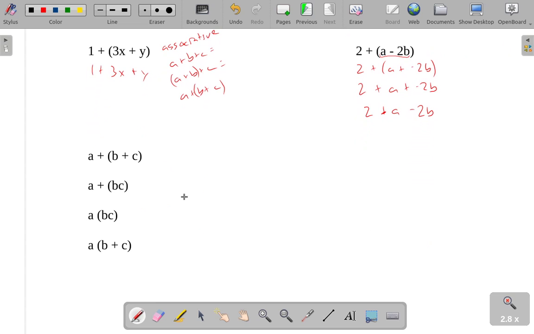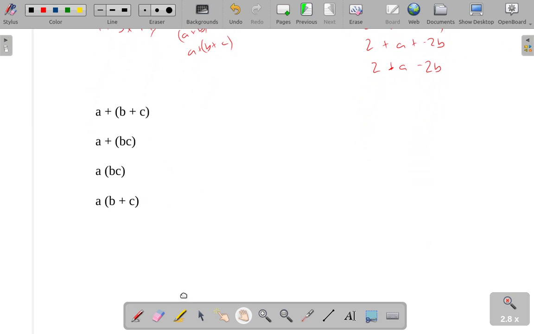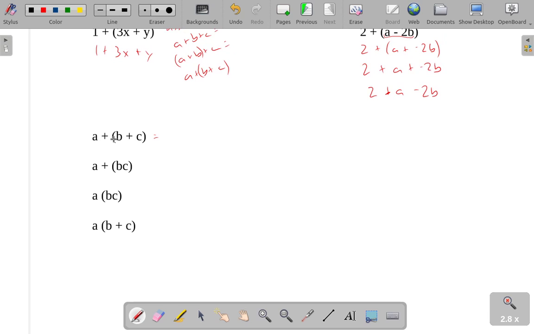Alright, so let's look at a few examples, a few different ways that you can see multiplication or addition, and how they interact with these parentheses, so we can see what happens. If we have something like this, a plus b plus c, this is the example we just saw right up here. This is just a plus b plus c. There's no distributive property necessary here. This is the associative property.